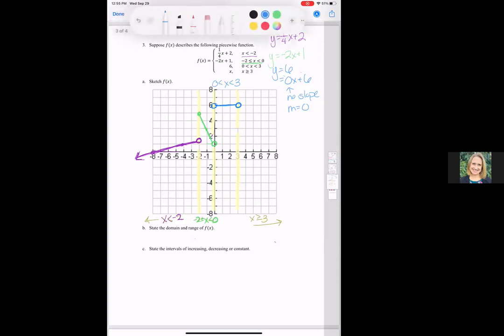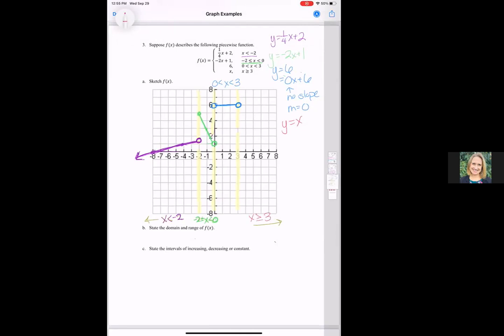And then last but not least, we'll use red. We have the line y equals x. And why that's important is because we want to see that this is a line.